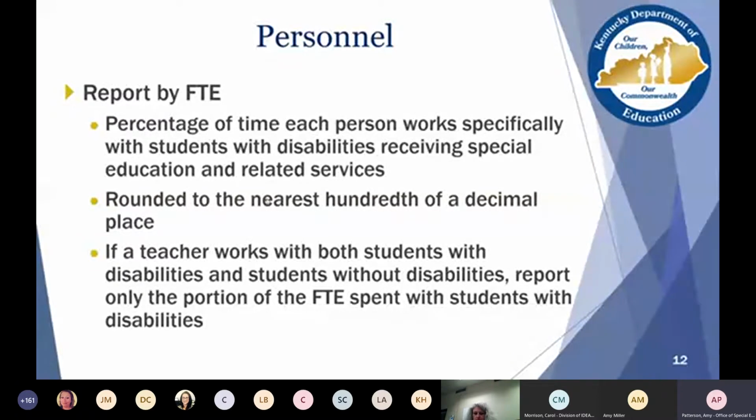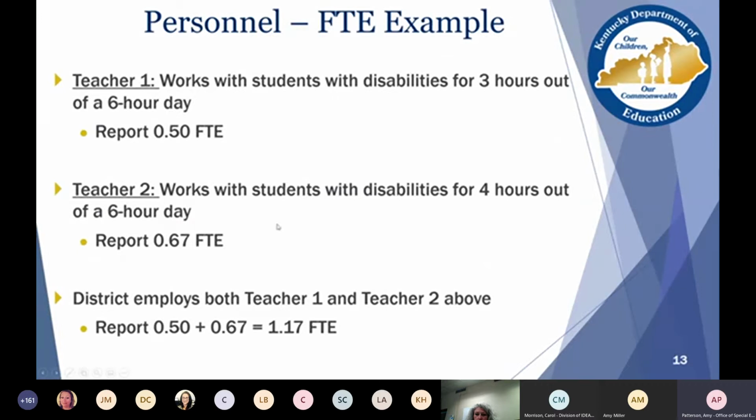If you have 3 teachers who work with students with disabilities half time, that would be 0.5 plus 0.5 plus 0.5, and you add them together to get 1.5. There's an example: works with students with disabilities for 3 hours out of a 6-hour day, so that's a half FTE. Another works 4 hours out of a 6-hour day, so that's 0.67, it's 2/3. You add those together, so you would have 1.17 FTE. I hope that makes sense. This says teacher, but the same is true for related service providers and for paraprofessionals. They're broken down differently.